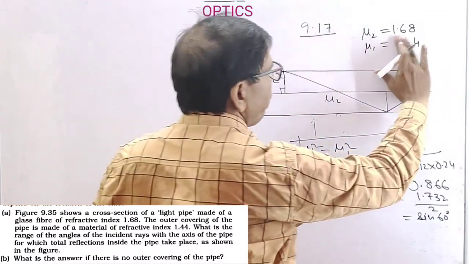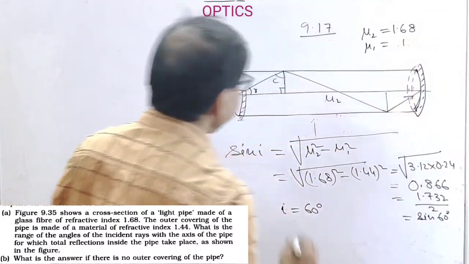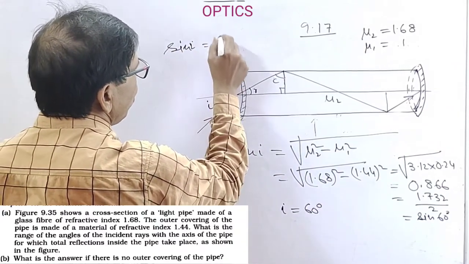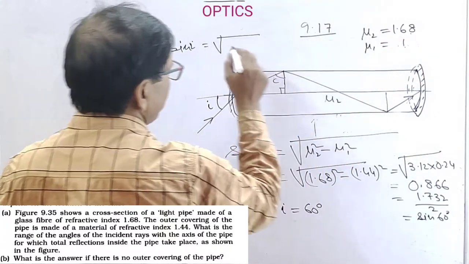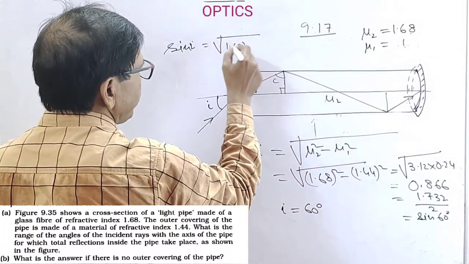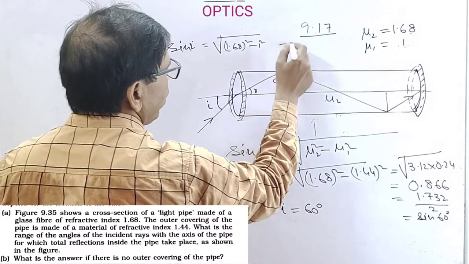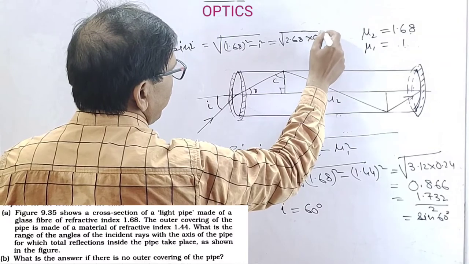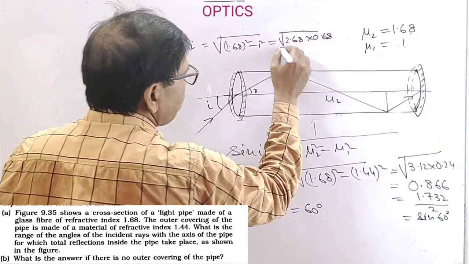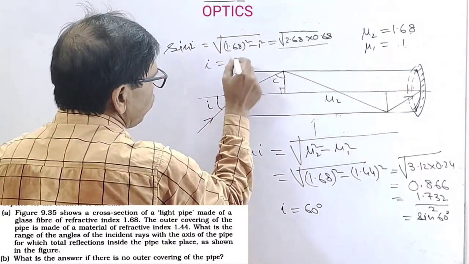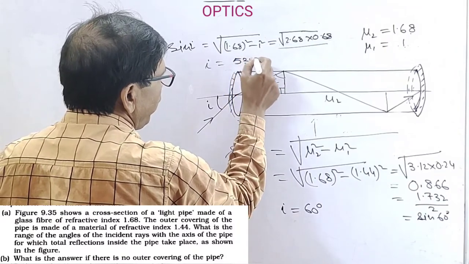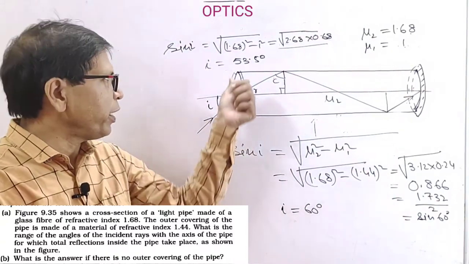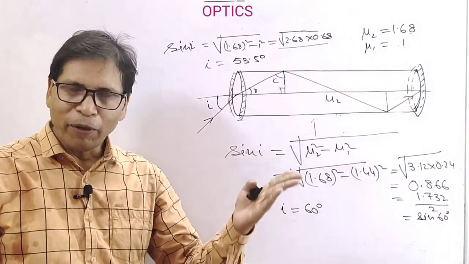If there is no covering, here mu 1 equals 1. So in this case sine I equals root under 1.68 whole square minus 1 square. This is 2.68 into 0.68. Now from this figure, we get I equal to 53.5 degrees. So in this case, the angle of acceptance becomes 53.5 degrees.